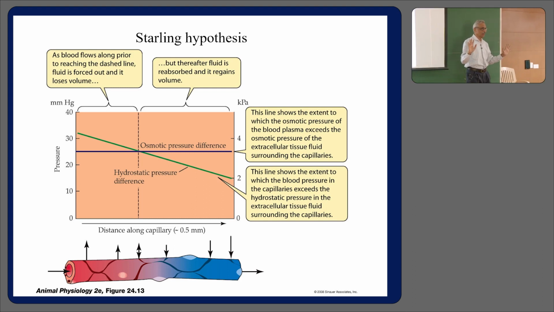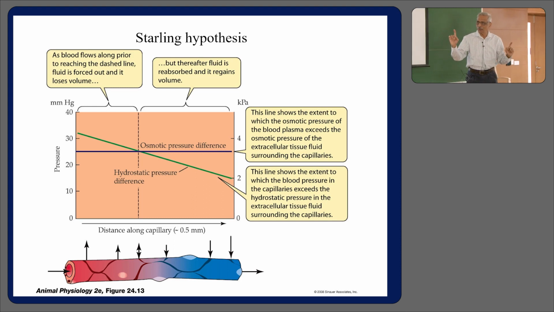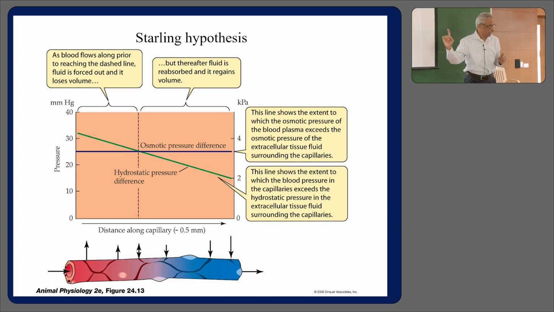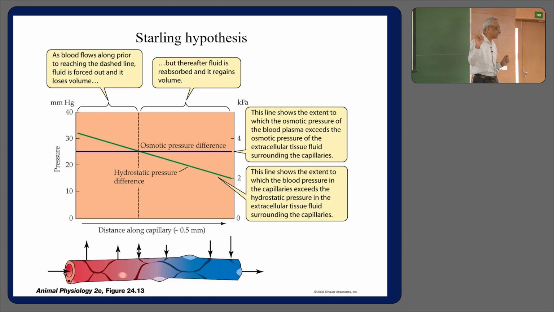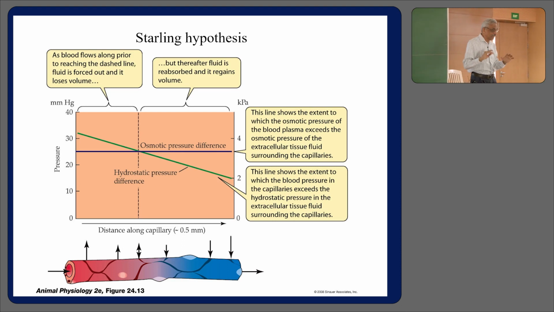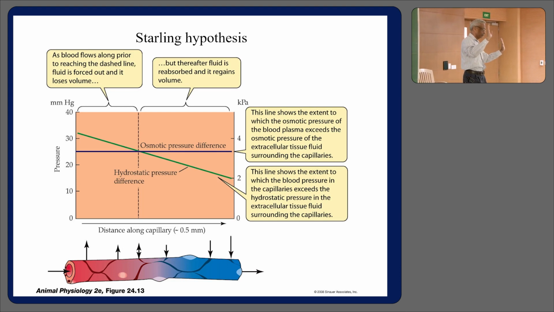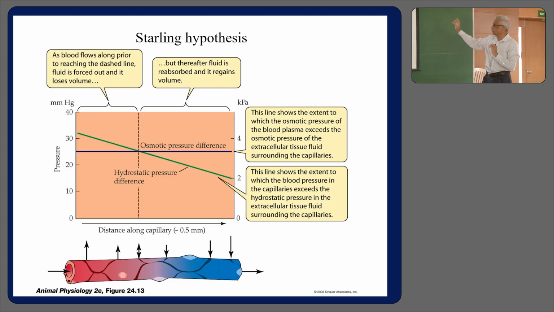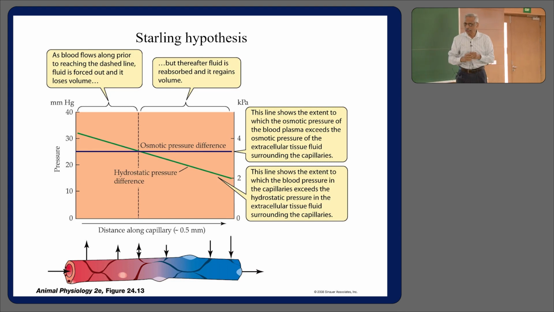Just imagine how much drama is happening within 1 mm of the length, given the fact that an RBC takes less than a second to go. But within that time, continuously fluid is coming out and continuously fluid is going back. This was described, this we call as what? Starling hypothesis.